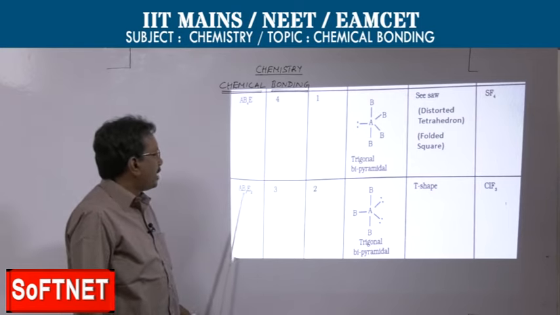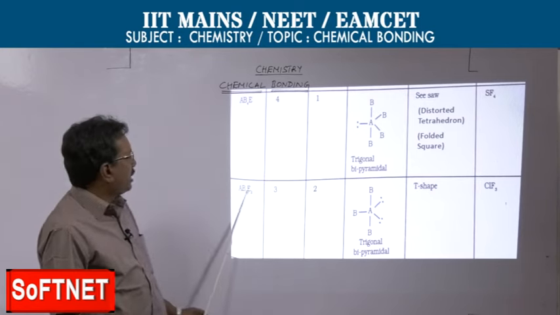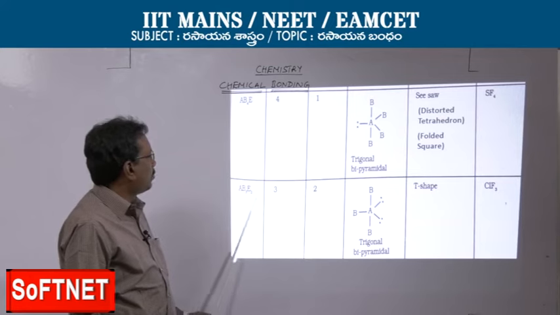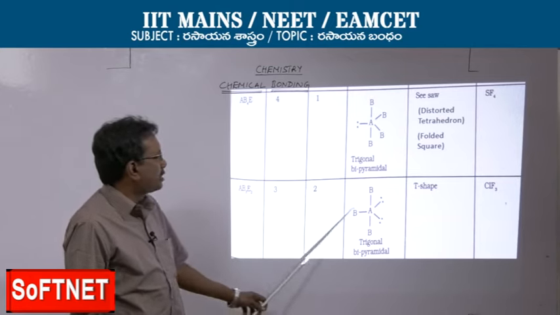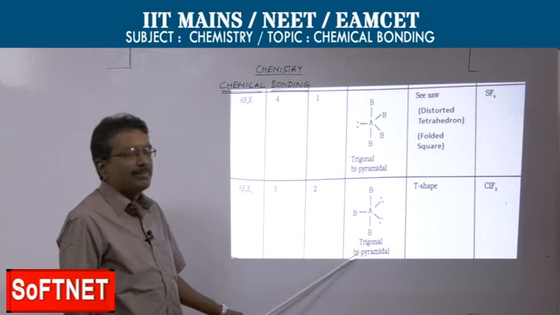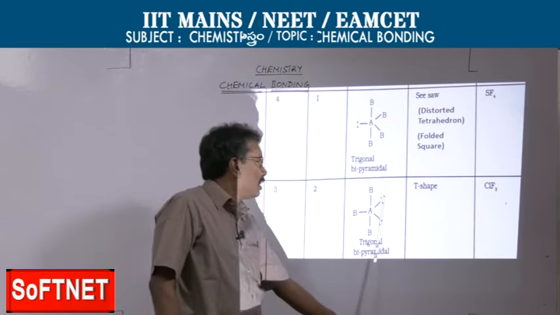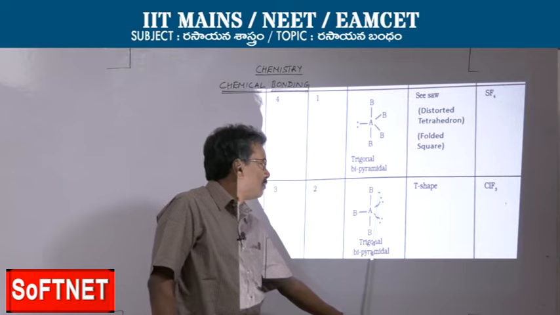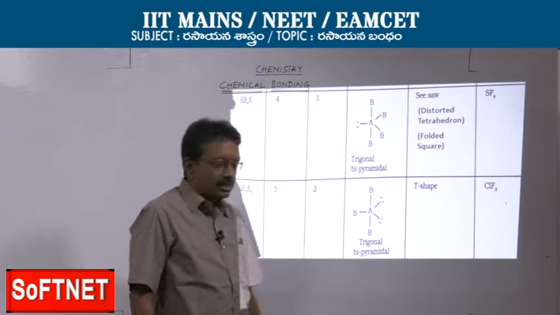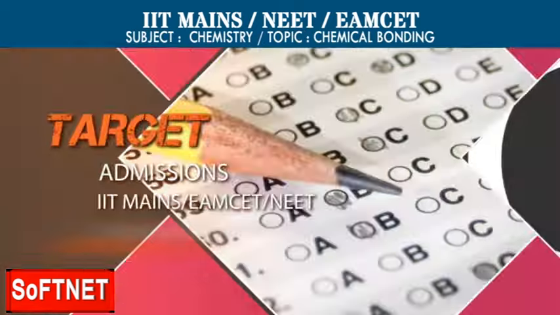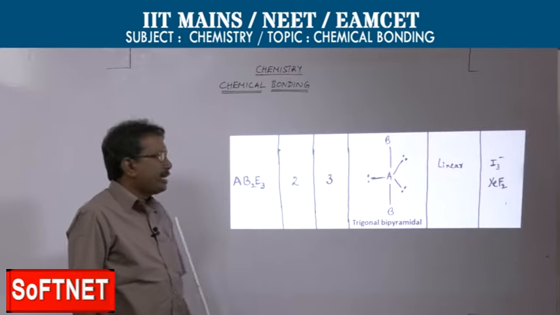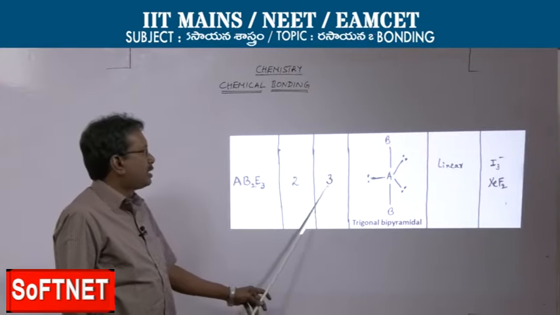Next, coming to AB3E2 type. AB3E2 means 3 bond pairs and 2 lone pairs. The electron pair geometry is trigonal bipyramidal, and the shape of the molecule becomes T shape. That means if you remove these lone pairs of electrons, this becomes T shape. And an example is ClF3.